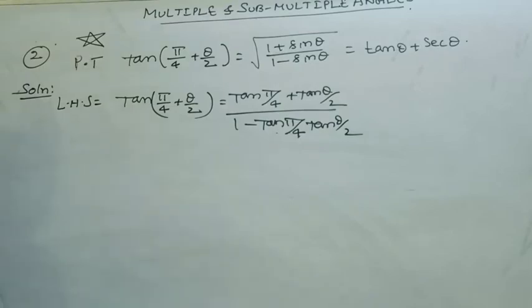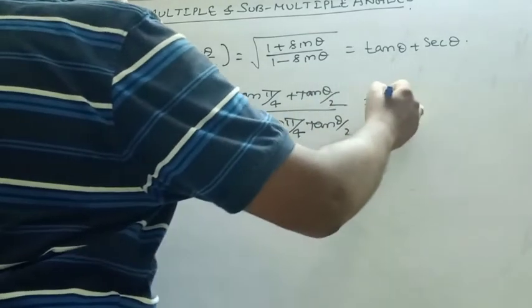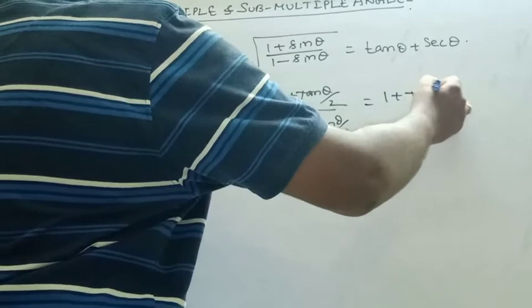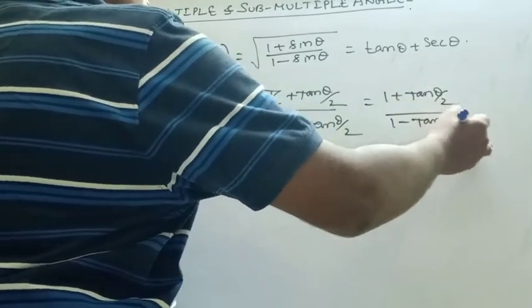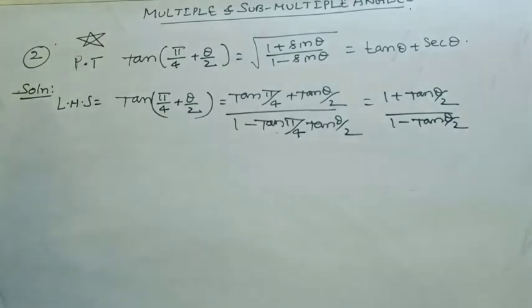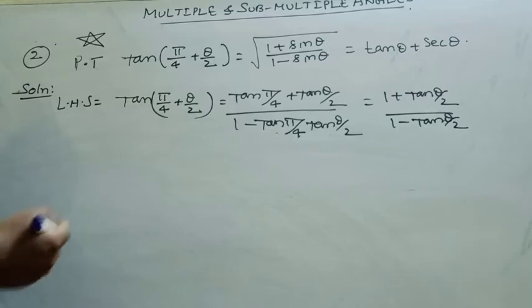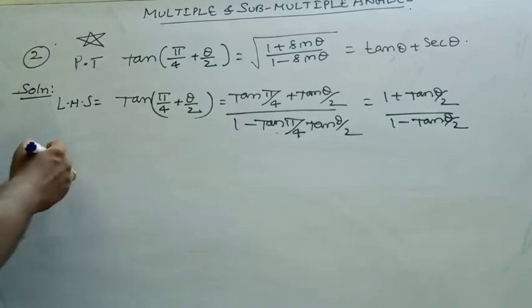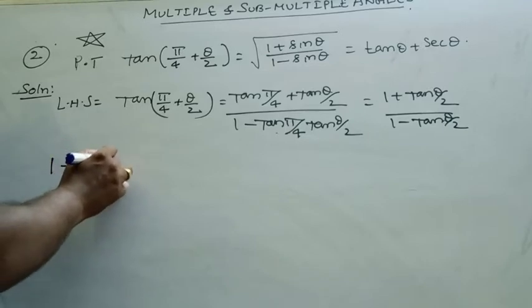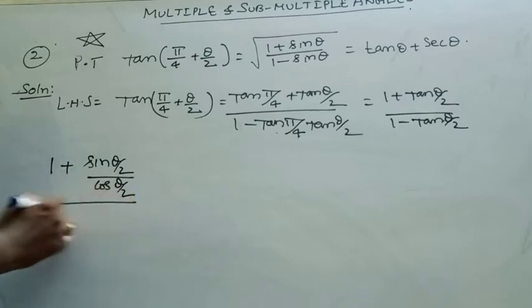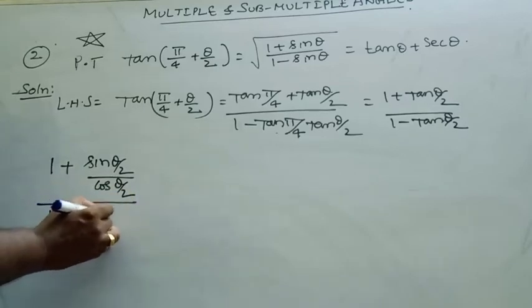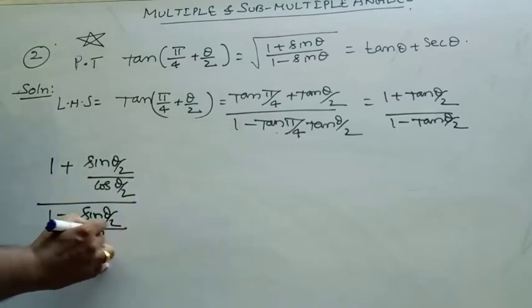Tan pi/4 value is what? 1. Therefore, this is now (1 + tan theta/2)/(1 - tan theta/2). Very good. And this, of course, let us write as 1 + tan theta/2; we write it as sin theta/2 by cos theta/2, and 1 minus sin theta/2 by cos theta/2.